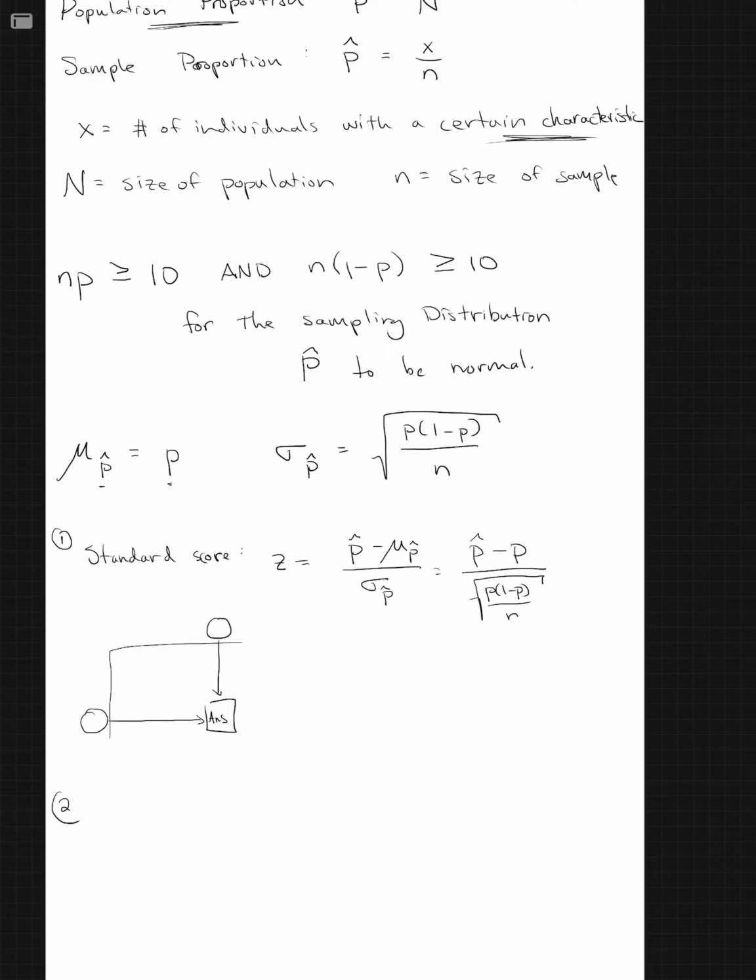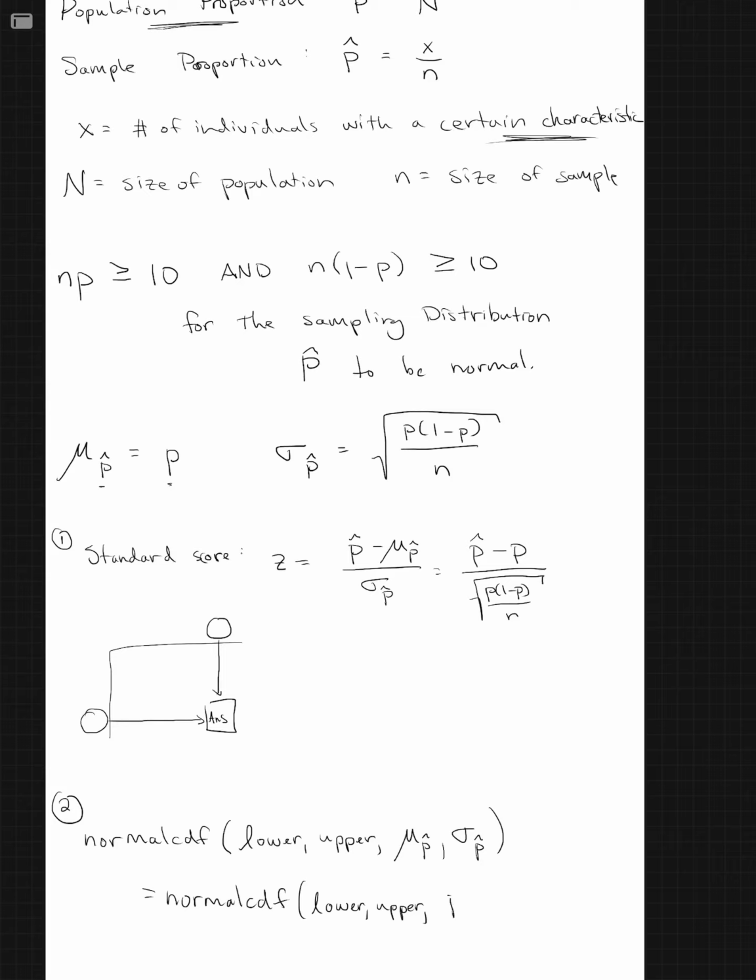The second option is to use your calculator's normal CDF command, from the distribution list, and put in your lower bound, your upper bound, your mu of P hat, and then your sigma of P hat. The lower and the upper bounds are always given by the problem, so that stays.